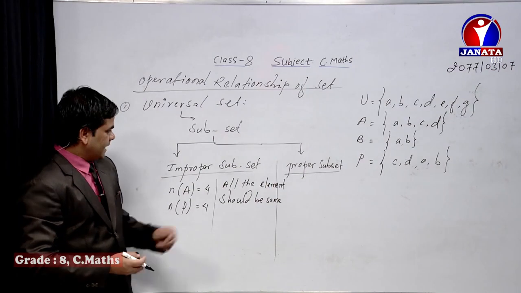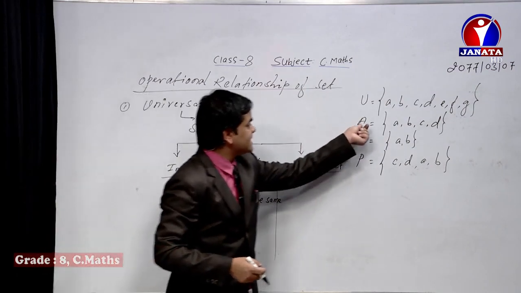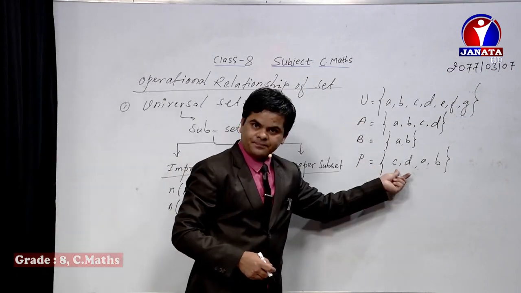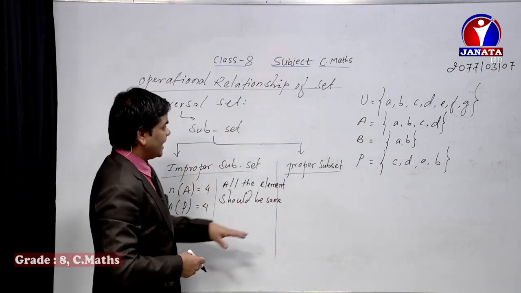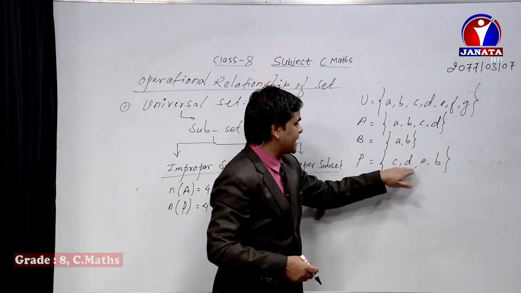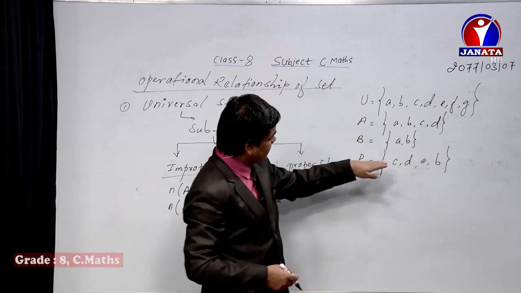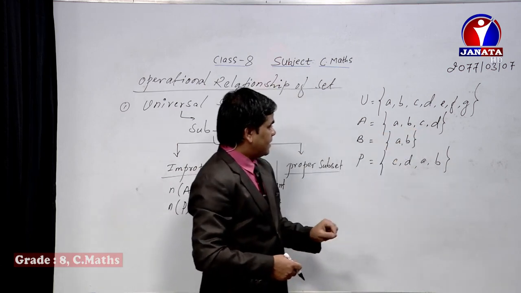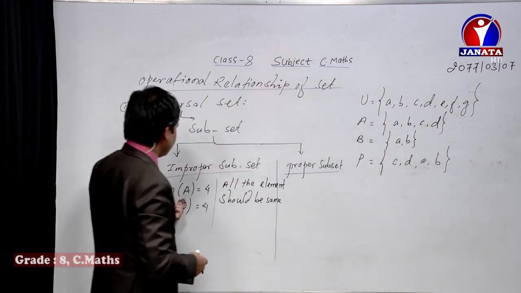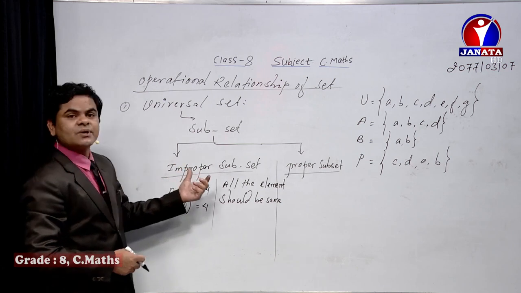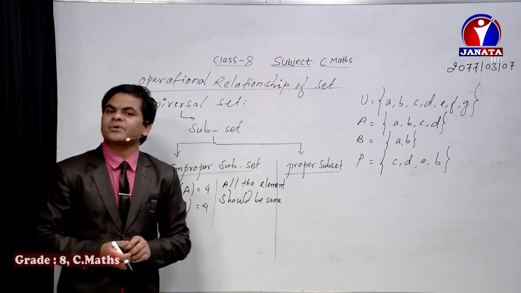That means if all the elements of set A and set B are the same, that is one condition. Another one is if all the elements are the same and no set has more elements than the other, exactly equal number of elements cardinally as well, at that time such a set is known as an improper subset.